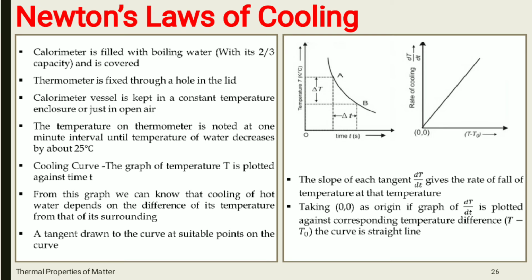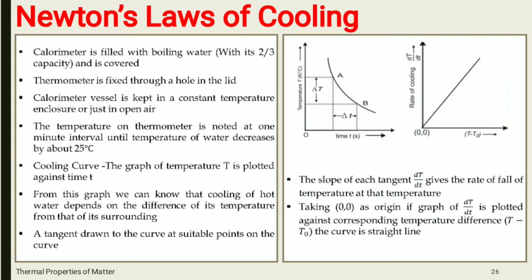Okay, after that, the temperature on the thermometer is noted at 1 minute intervals until the temperature of the water decreases by about 25 degrees Celsius. When hot boiling water is poured in the calorimeter and we start the reading, the boiling water is at 100 degrees Celsius. We start from 100 degrees Celsius and end at 25 degrees Celsius.